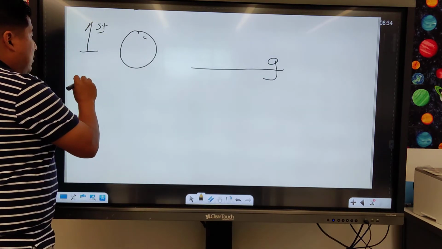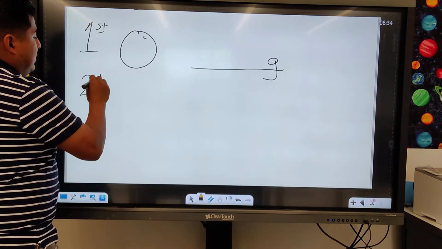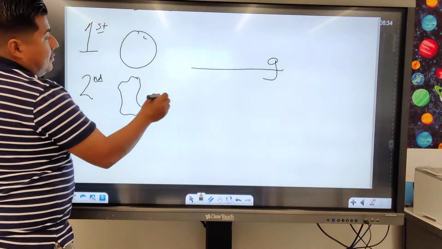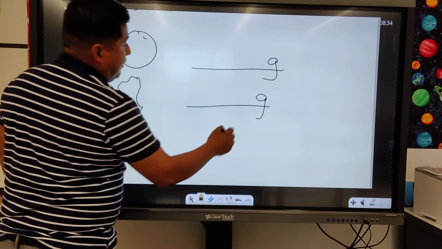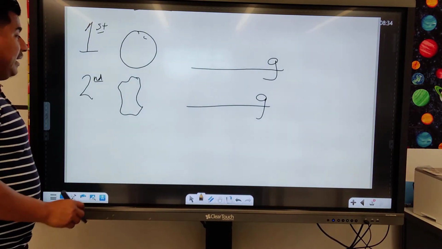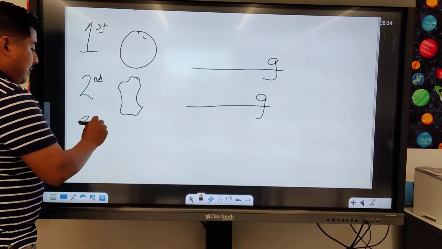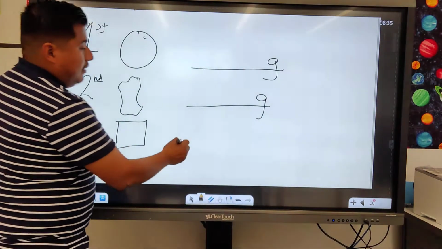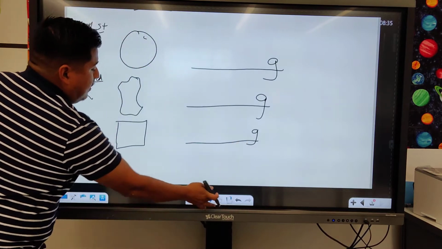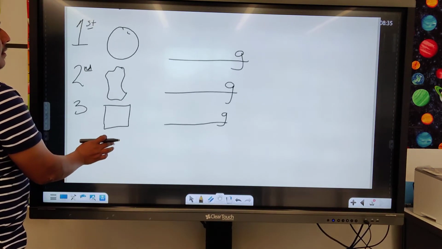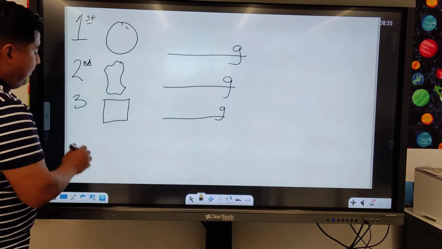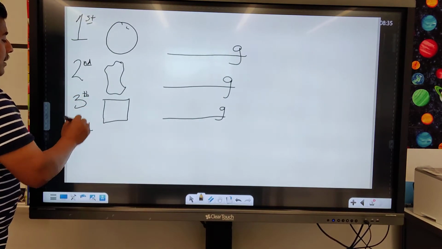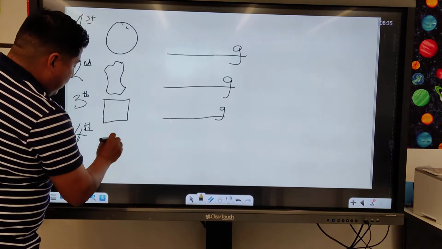The rock was second. We're also gonna find out how many grams. Then the tile is third. And finally, fourth is going to be the wooden block.